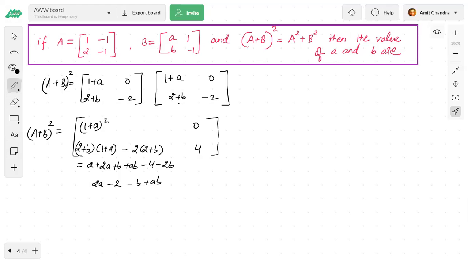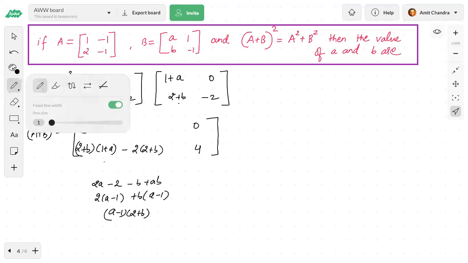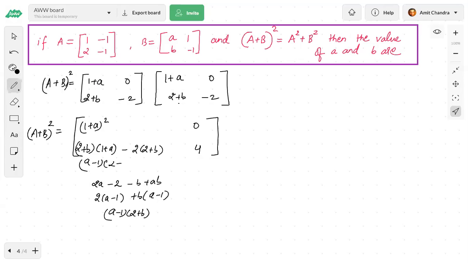If I take a common factor, this will be 2(a minus 1) plus b(a minus 1). So this is (a minus 1) into (2 plus b). So this simply gets converted into (a minus 1)(2 plus b), and this is 4. So (A plus B) whole square gets simplified into this matrix: (1 plus a) whole square, 0, 4, and (a minus 1)(2 plus b).